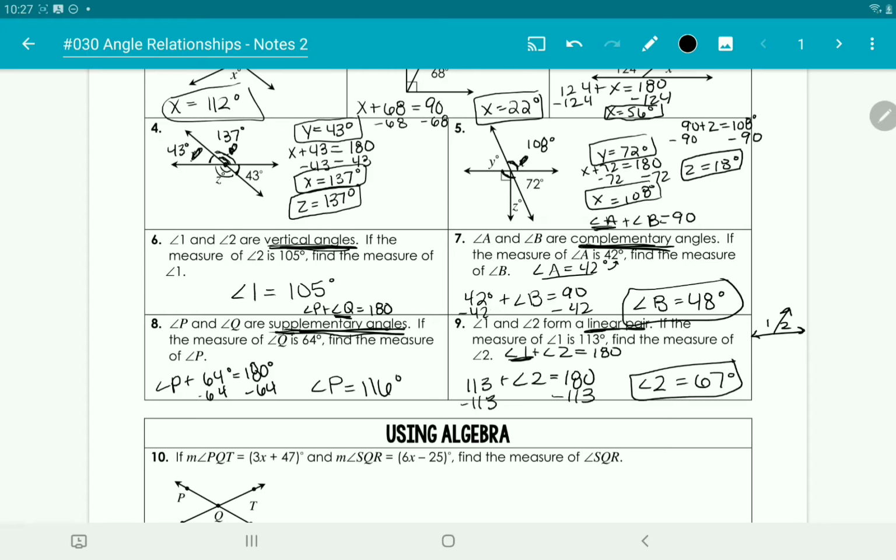Okay? It really is that simple. Either they're equal to each other and they're the same, they add to give you 90, or they add to give you 180. Every time.